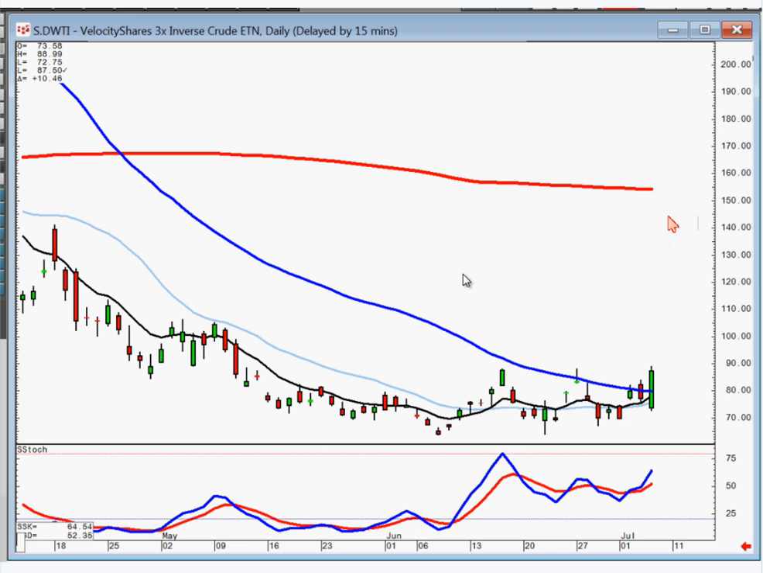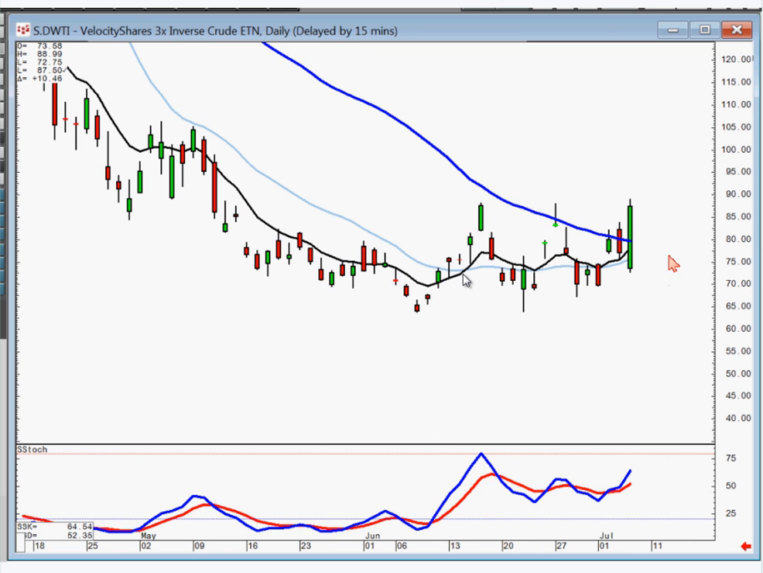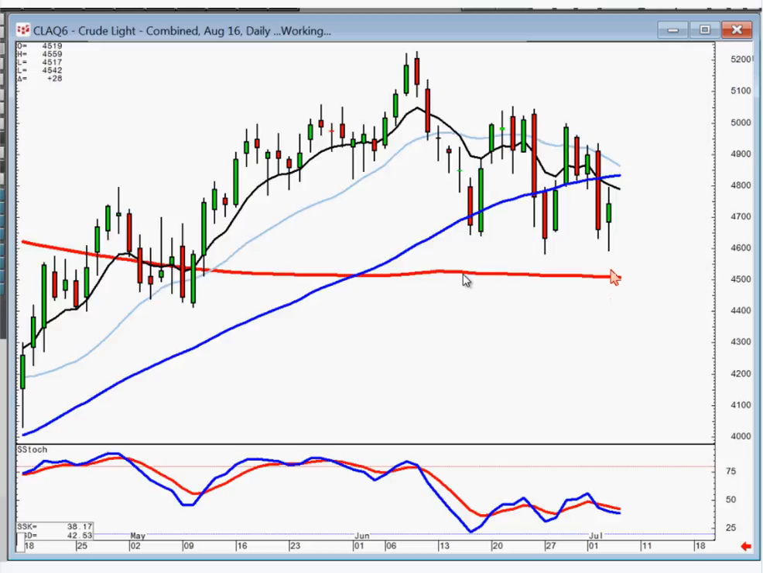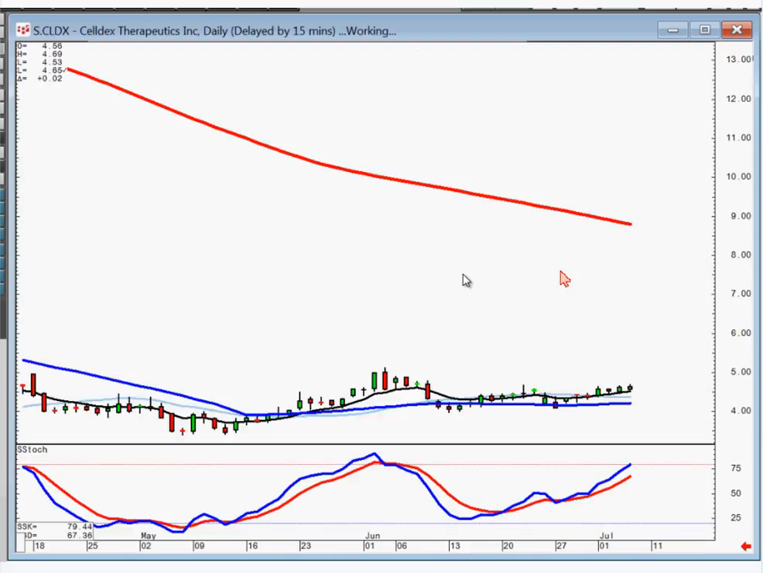CWTI, inverse of crude. You could be still buying this one, but I would suspect you're right here at a resistance level, and you're also right here near the 200, which might act as a support level. So you just kind of have to watch this resistance area or support area.